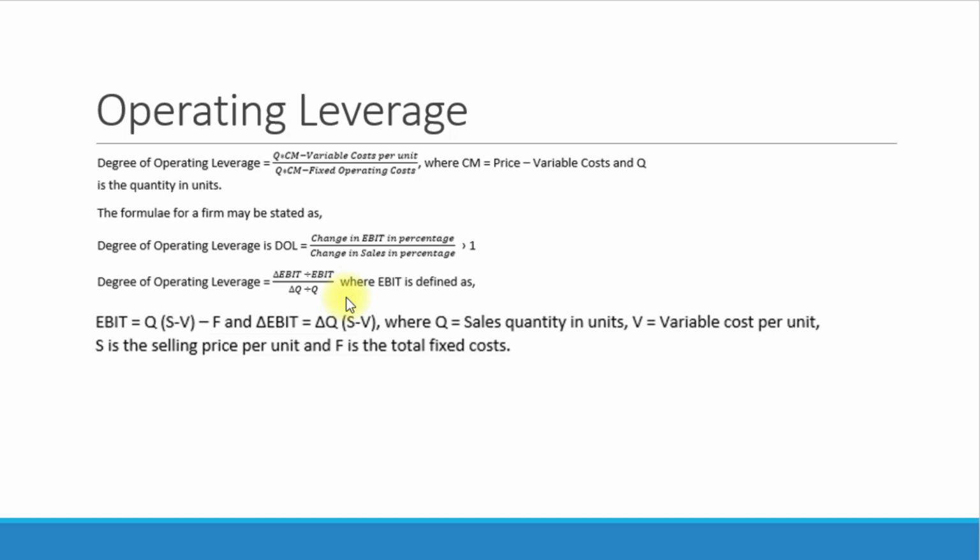What we'll do is take a look at an example to illustrate this further. Also note that operating leverage exists whenever there are fixed operating costs. If there is no fixed operating cost, operating leverage will not be there. So let us take a look at the example.